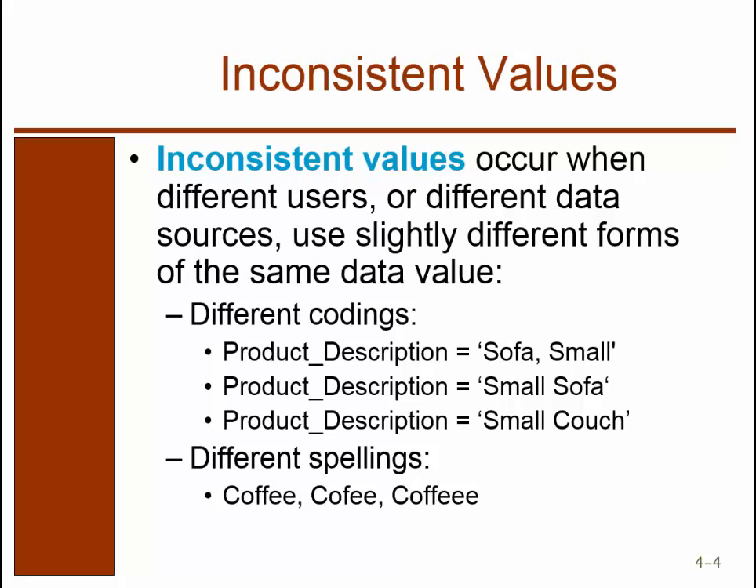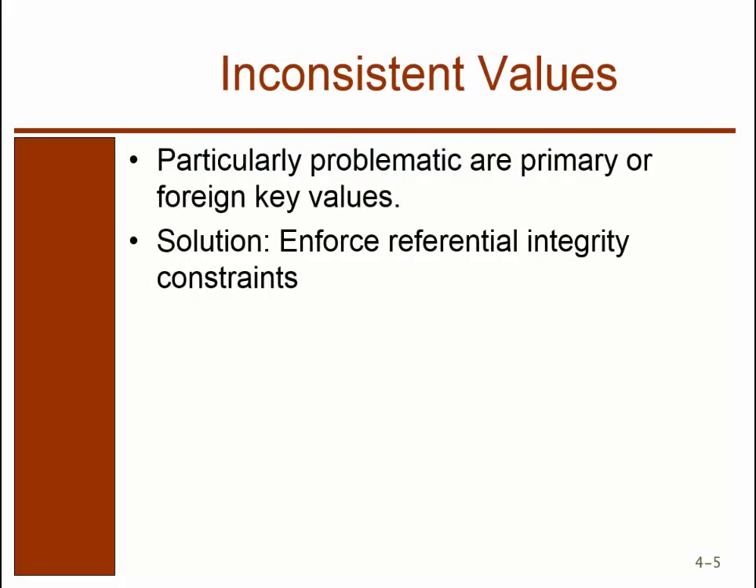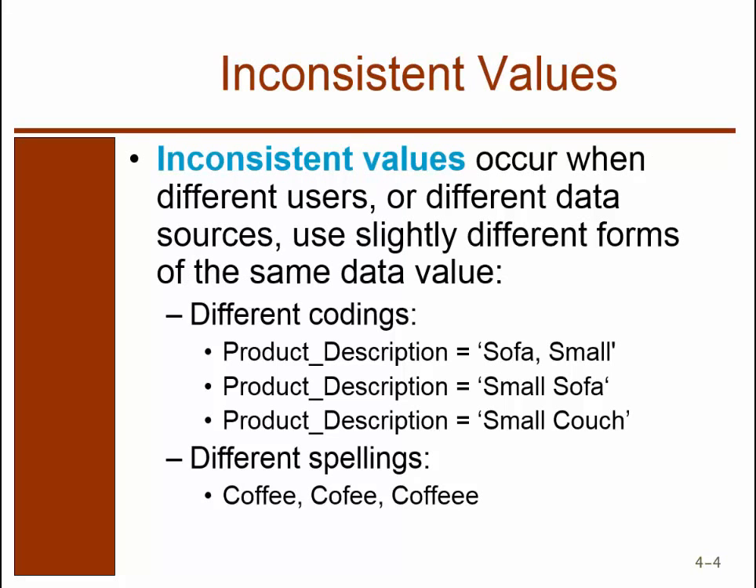Another issue you'll run into is inconsistent values. These can occur when different users or organizations or data sources use slightly different forms of the same data. So you'll see here, there's any number of ways that you could store this product description about a small sofa or small couch. Spelling can also be an issue. You really run into problems when these are foreign or primary keys. So if we have a foreign key that is referring back to small sofa or small couch, or that is spelled the wrong way, then you're not going to be able to relate those tables together.